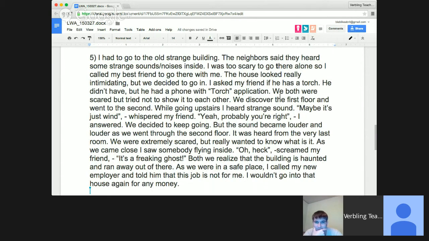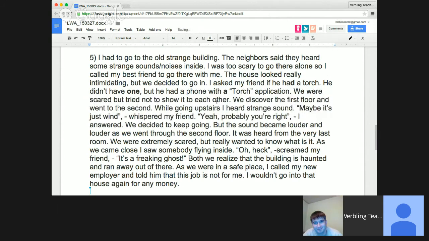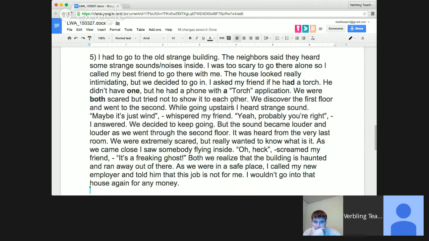I asked my friend if he had a torch, because this is all in the past, okay? He didn't have. What we would usually say is he didn't have one. He didn't have one. But he had a phone with a torch application. We both were scared. We were both scared. But we tried not to show it to each other.